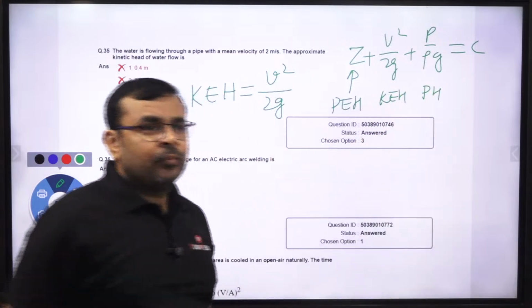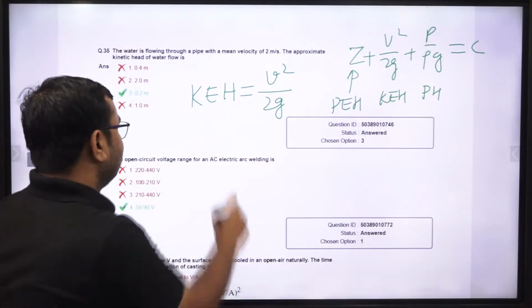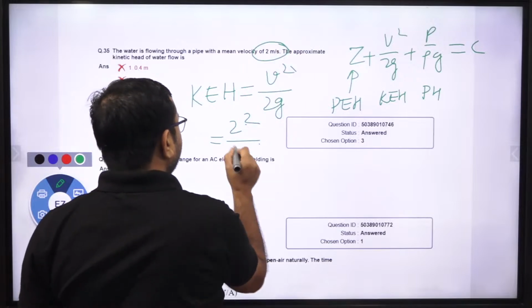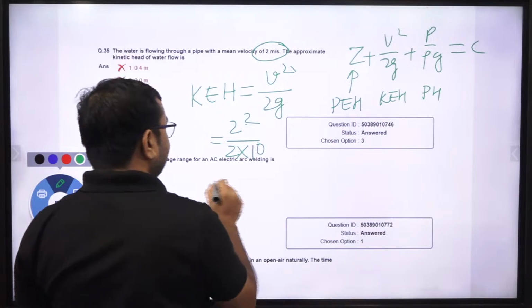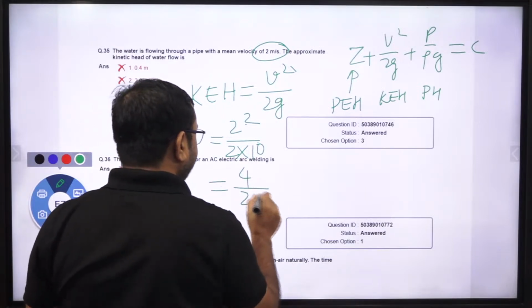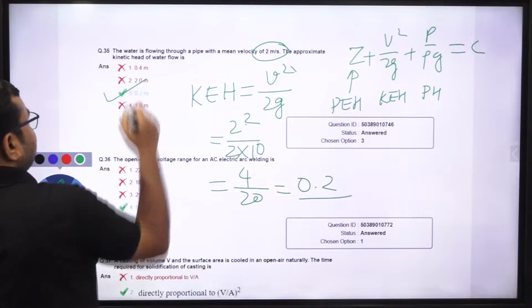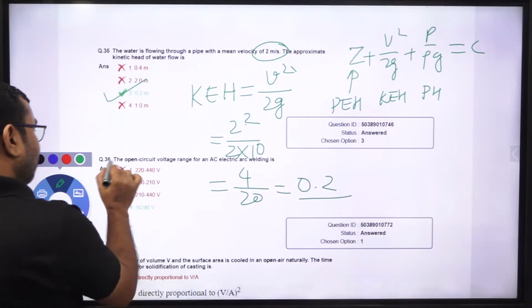Yes or no? So here we need to calculate velocity head, which is V square by 2g. V is given, that is 2 meter per second. So 2 square by 2 into, if we use 10 instead of g, this is 4 by 20, and this is nothing but 0.2. So the correct answer is option 3. Yes or no? Okay, so what about open circuit voltage?